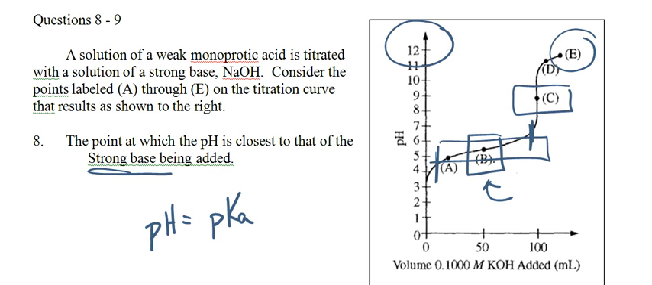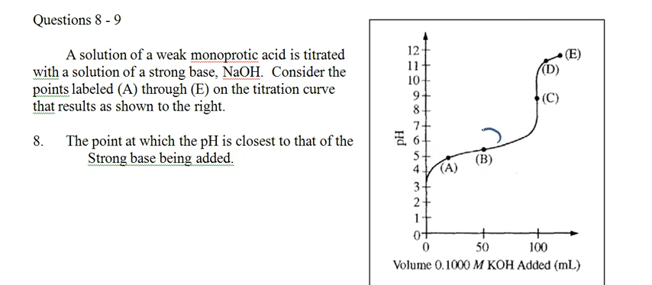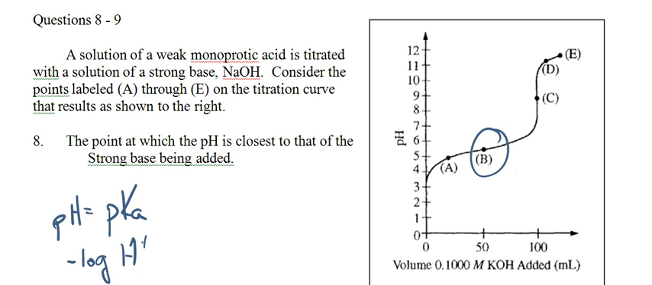So B actually represents the half equivalence point. And again, at the half equivalence point, the pH is equal to the pKa of the acid. Now remember what P means. P means negative log. So you're looking at the negative log of your Ka value. Probably the most important point on our titration curve is C, and that is the equivalence point.